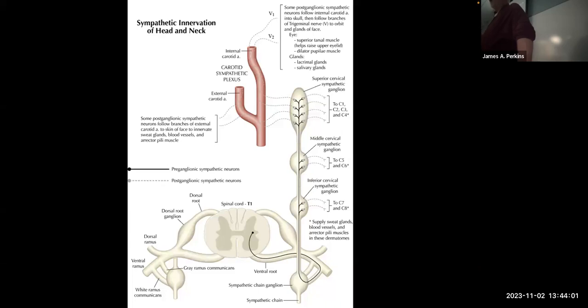Actually, some of them would enter the eyeball to innervate the dilator pupillae muscle, which is under sympathetic control, makes the pupil dilate to let in more light. And others would then travel to the upper eyelid to innervate the superior tarsal muscle that helps hold the upper eyelid open.